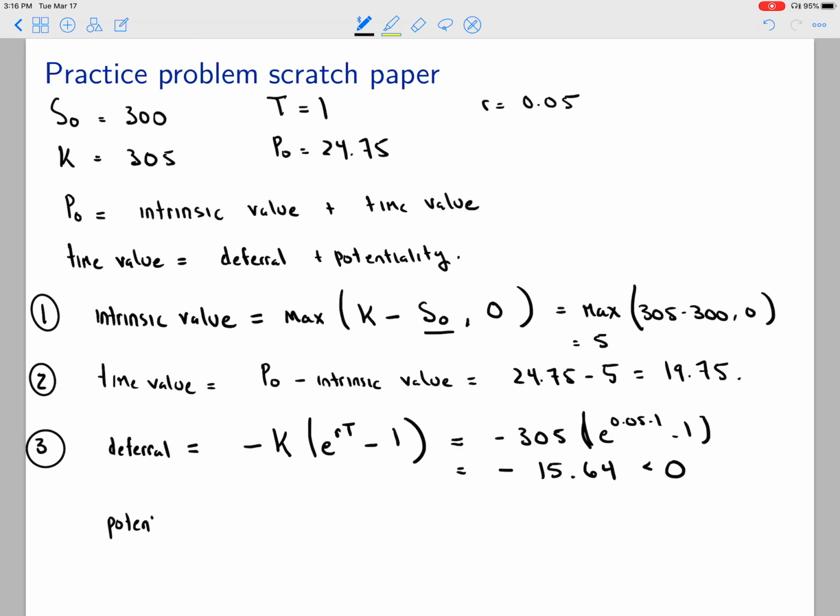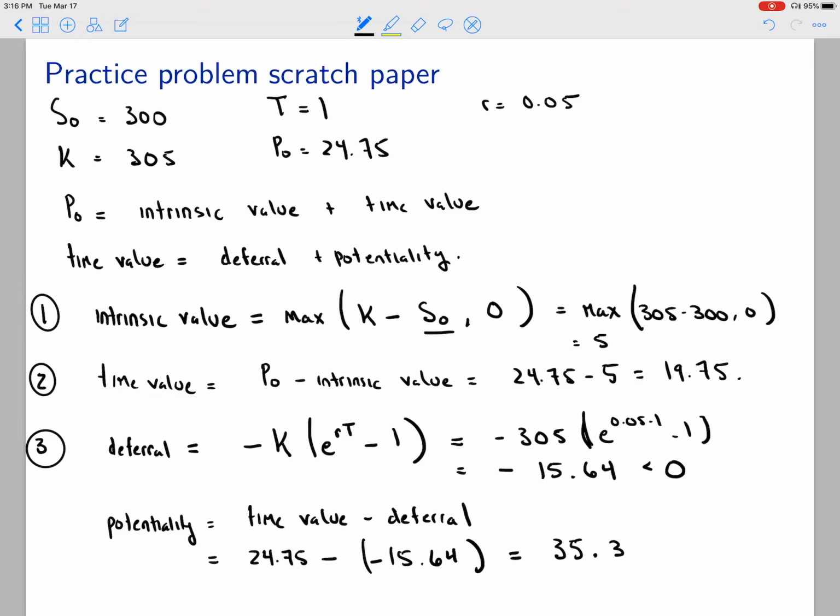Potentiality follows suit. It's just equal to the time value minus deferral. And here we have to be careful with our minus signs. It's going to be equal to 24.75 minus, and then minus again because deferral is negative, that 15.64. This is going to be, check my work on your own, 35.39 or 39.39.